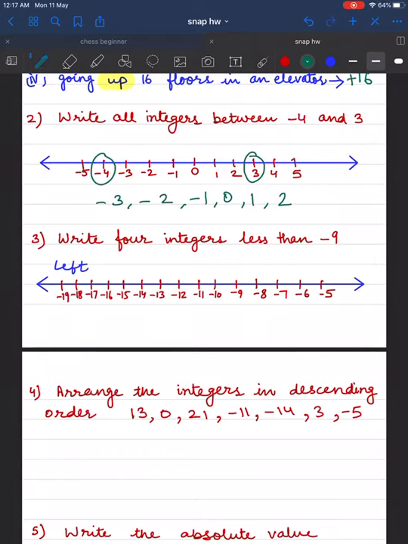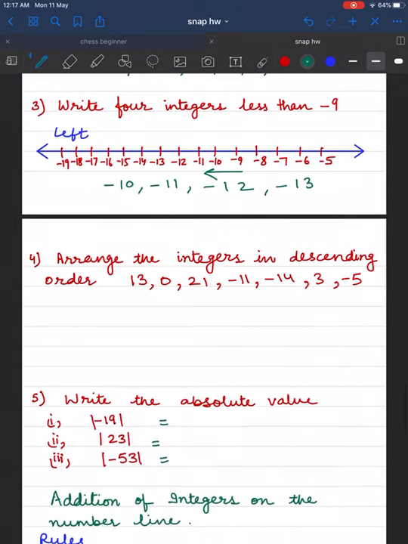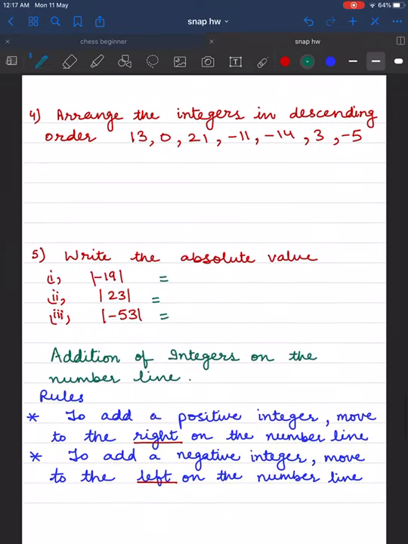Now next question is, write 4 integers less than minus 9. Now as we move from right to left on the number line, numbers go on decreasing. So if we move to the left of minus 9, we have minus 10, minus 11, minus 12, minus 13, which are less than minus 9.